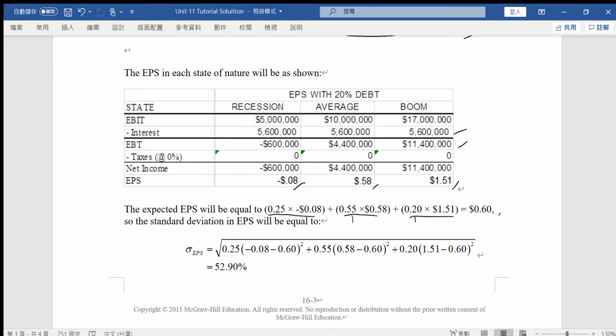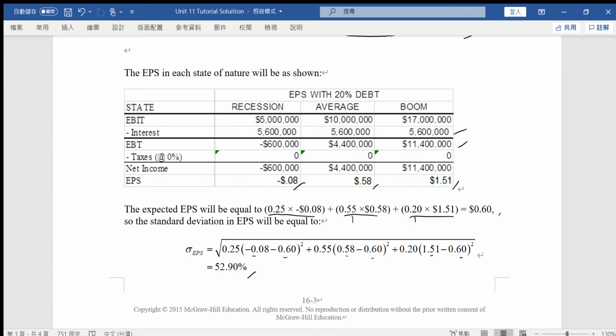Okay, finally, we can work out the standard deviation by making use of the EPS minus the average for each, times their weighting, and square it. We can work out the standard deviation is 52.9%. It's quite high in nature.